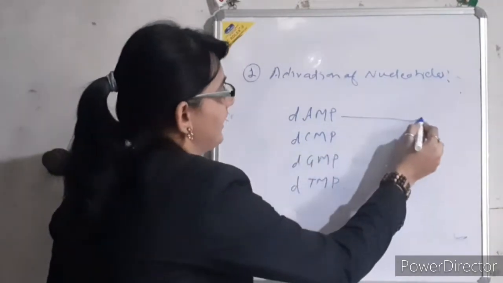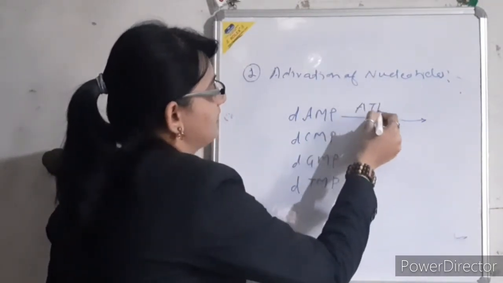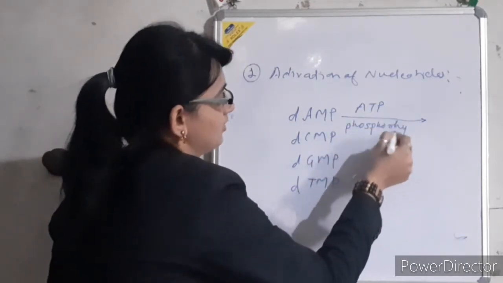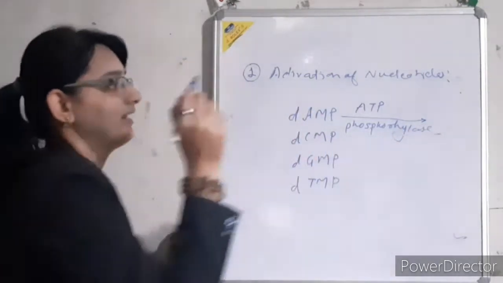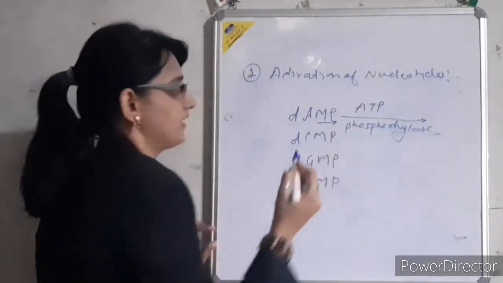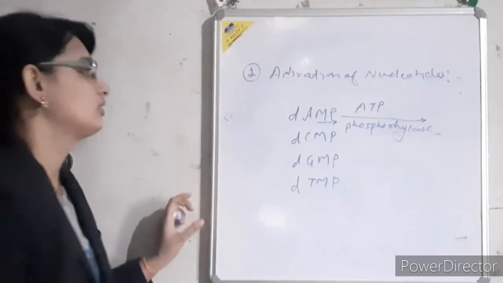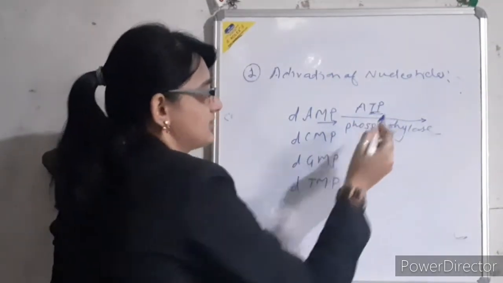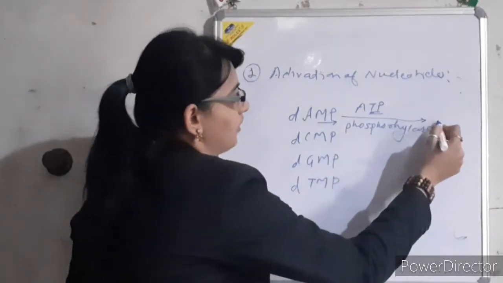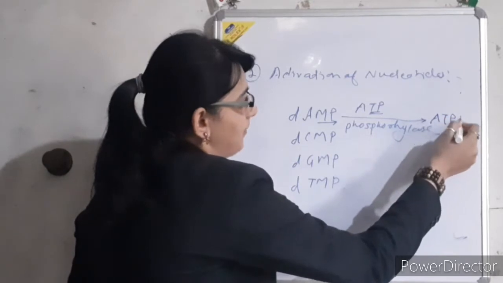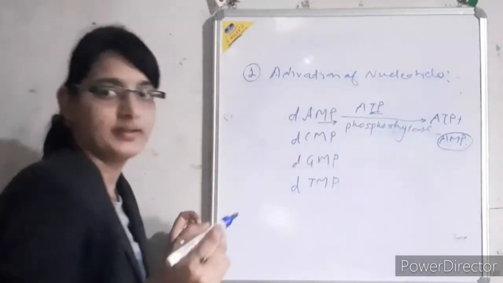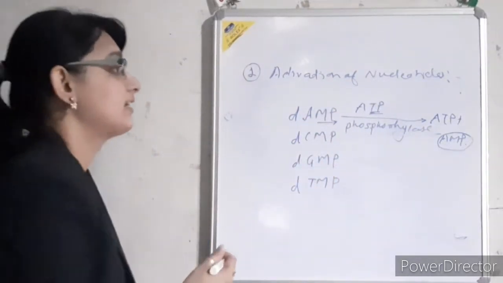Now these nucleotides react with ATP with the help of the enzyme phosphorylase. This adds phosphate groups to the inactive monophosphate form. The single phosphate present in the inactive form gets added with phosphates to become a triphosphate. So what will it form? It will give rise to ATP plus AMP. That means AMP forms as a byproduct, a remnant.